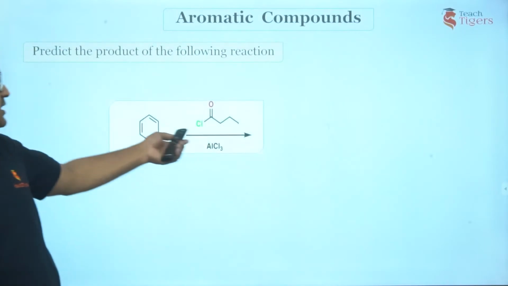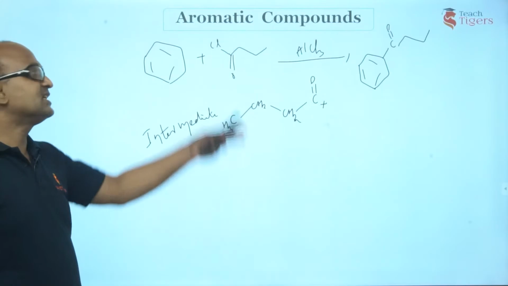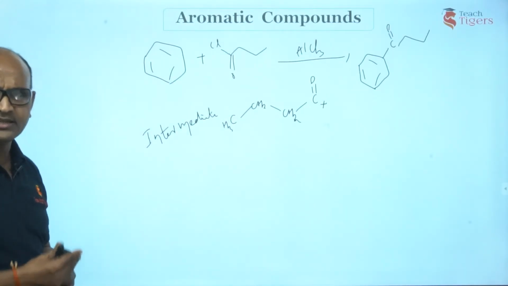Just check it out. Did I give you the product here? No, that is the product there. Just check. Right? And that is the acyl benzene that we have. So this is how you predict the product.